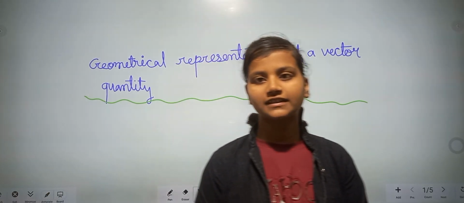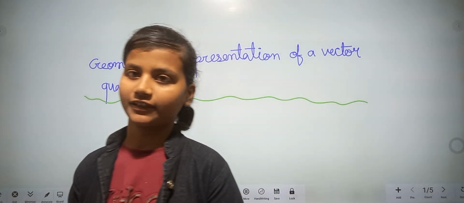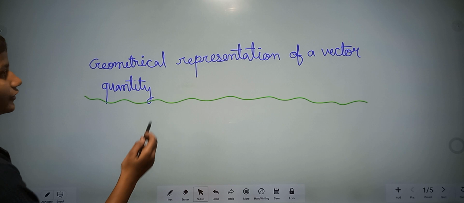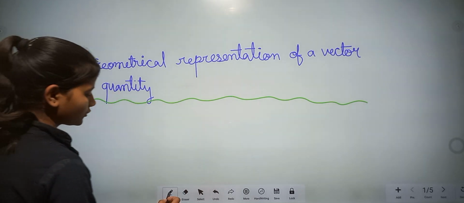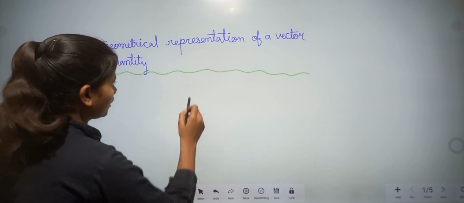So in this video, we will discuss how we represent a vector quantity in the form of geometry. Okay, so let's start. Geometrical representation of a vector quantity. For this, first of all, we have to draw a straight line.